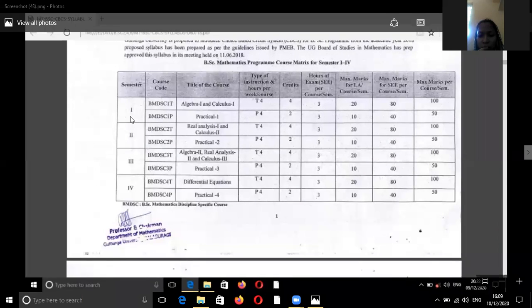You see here the first one. Have you able to share the screen also? Have you able to see the screen? Yes, sir. Okay.